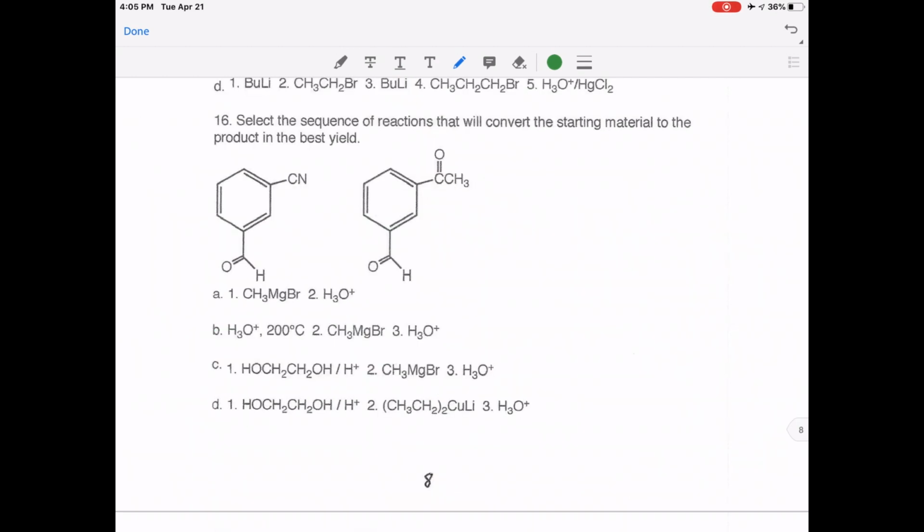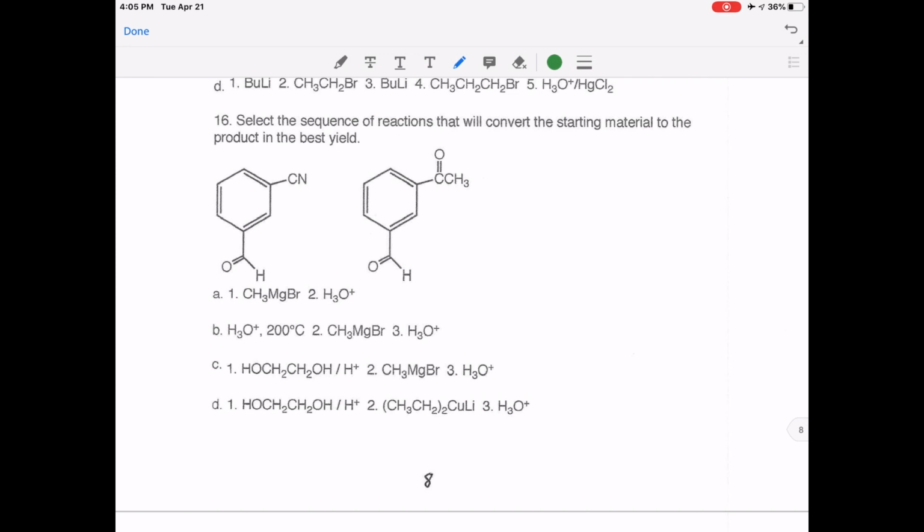For question 16, we are given a starting material and we're asked to find the sequence of reactions that will allow us to convert it to the product in the best yield. So when we look at both of these substituents, we need to first identify the functional groups.